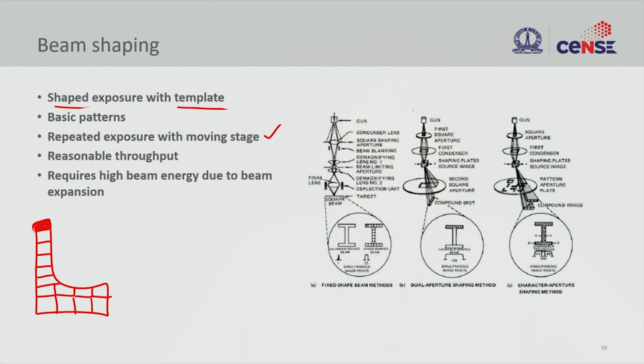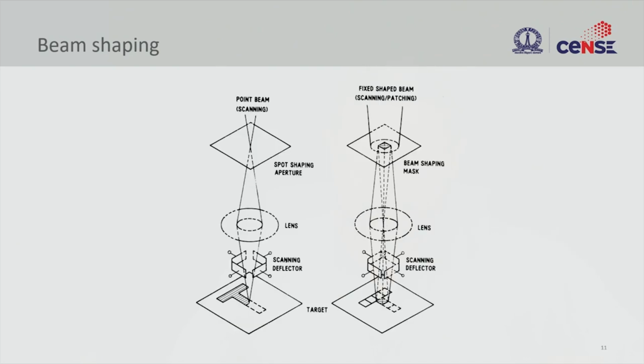right. So this will improve your throughput, but the downside here is, since you have to expand the beam, right, you will end up with lower energy on the wafer, right. So you have to increase your beam current. So that means you need to increase the energy of your electron gun in order to match this. So this is how it is done.